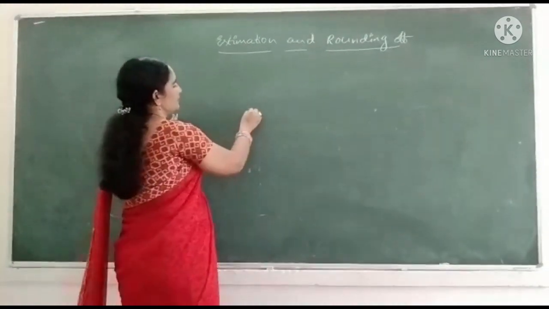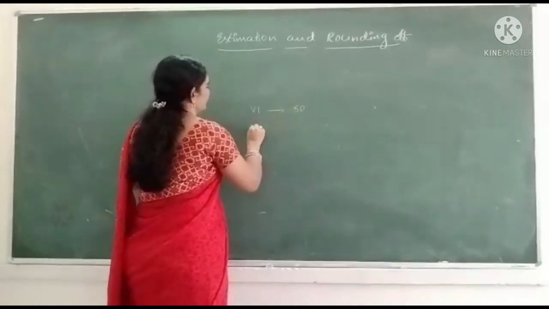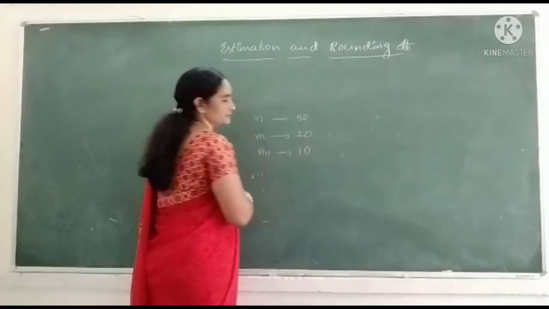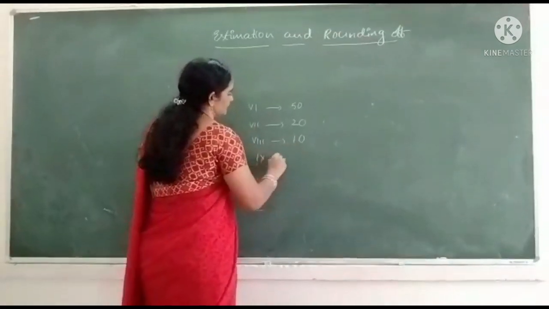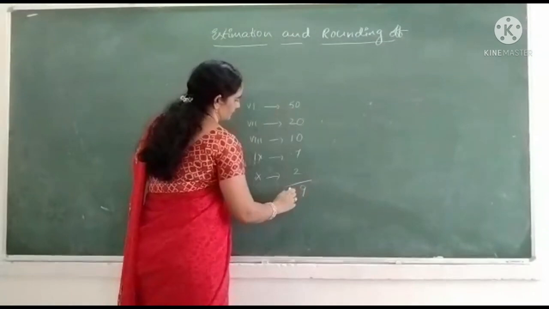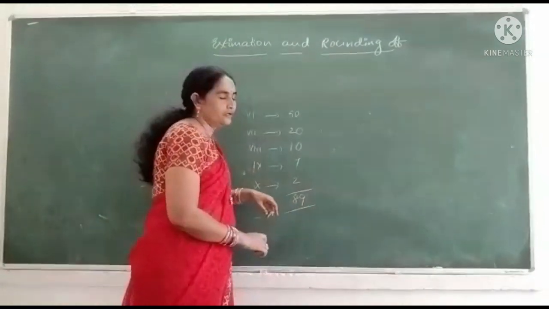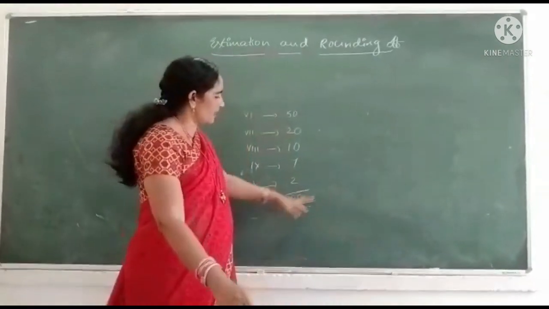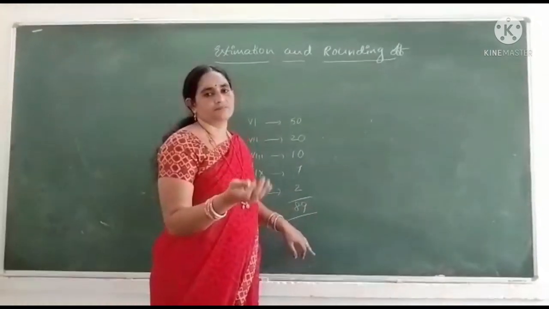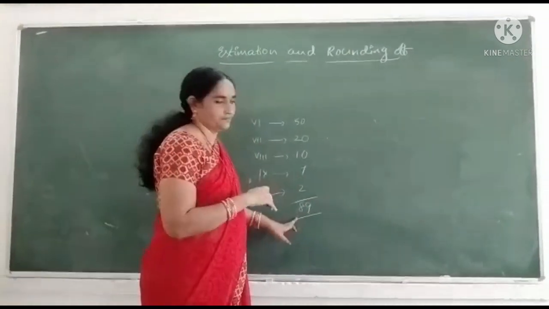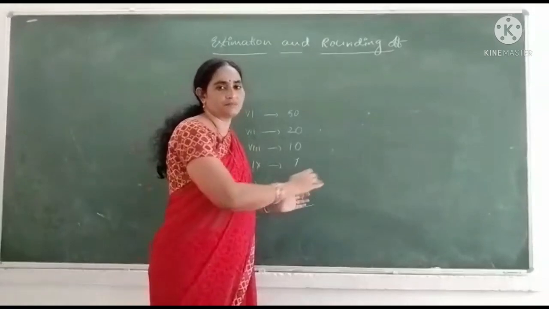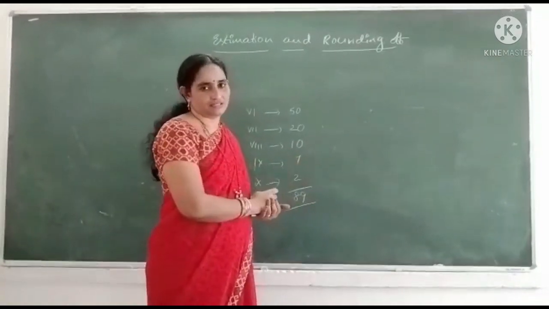In 6th class your friends are 50 members, in 7th class 20 members, 8th class 10 members, 9th class 7 members, 10th class 2 members, total 89. But you tell your mom around 100 or 90, because that is not the exact number, but it is nearest to this number. This is estimation. That is not the exact number, that is rounded off to some tens or hundreds or thousands.